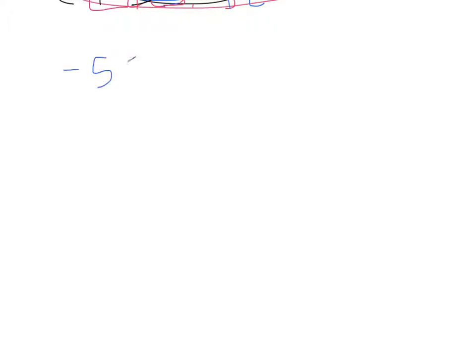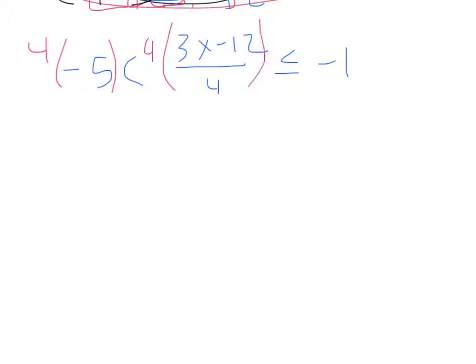So 31, we have, let's look at this. Negative 5 is less than 3x minus 12 over 4, which is less than or equal to negative 1. So first thing we want to do is get rid of the fraction and multiply everything by 4. So we multiply this by 4, multiply this by 4, multiply this by 4. That's a perfectly valid move because we're multiplying each of the pieces by 4.